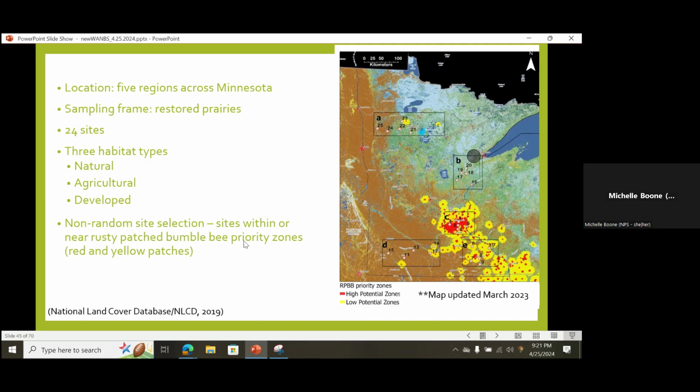This time I sampled in restored prairies, so I wanted to sample only in high quality habitat rather than roadsides. Because these are more geographically separated, we could only get to 24 sites. So it was a trade-off where we had to have fewer sites, and we stratified our sampling by 3 different habitat types. So natural, agricultural, and developed areas. But I'll point out within those, so that's like the surrounding landscape, we did our actual surveys in restored prairies. So these sites were not completely randomized like in our first study, which, again, is a trade-off. But we really wanted to focus on areas in those priority zones.